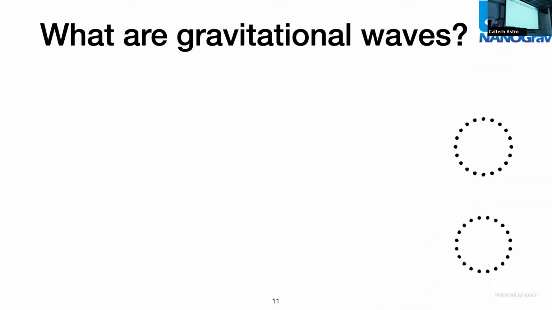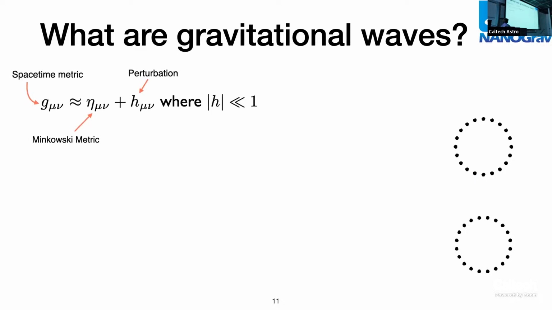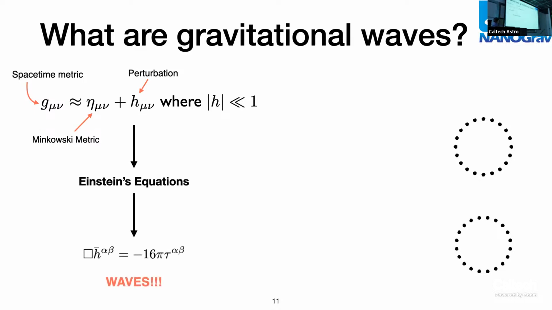So I want to back up and talk about what gravitational waves are. What is the signal that we're actually looking for? If we start with the space-time metric, the metric that's used to calculate the proper distance between events in space-time, we can expand this in terms of the Minkowski metric plus some small perturbation. And if we put this into Einstein's equations and only keep things to linear order in that perturbation, we find that those perturbations satisfy a wave equation.